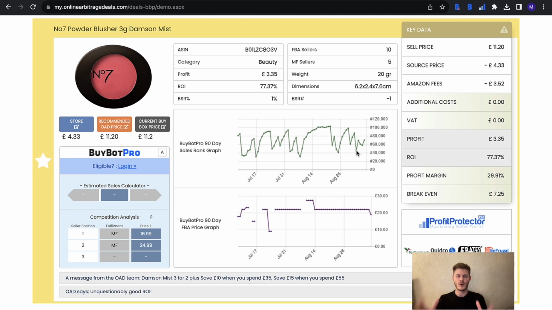So what we have for every deal in OAD is the sales rank graph and the FBA price graph, but the one that we're going to look at is the top one. So this is the sales rank graph. This is all about BSR, that's best seller rank. It's a way of judging how well an item performs in a particular item's category. So the closer you are to one, the better the item is performing.